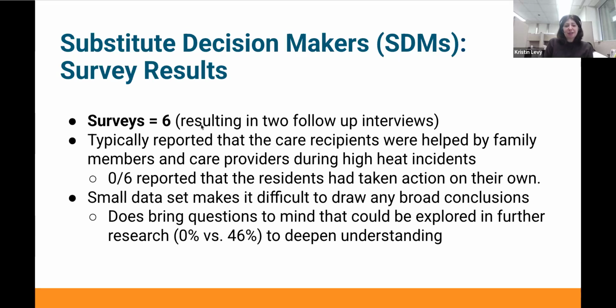Out of that data set, we did find that they typically would say that care recipients have been helped by family members and care providers during high heat incidents. So that kind of conflicts with what the patients themselves were saying. So it's such a small data set that we can't really make any broad conclusions, but it is an interesting finding, a very small pattern that might help point us in the direction of future research and questions we could ask that might impact patient care.